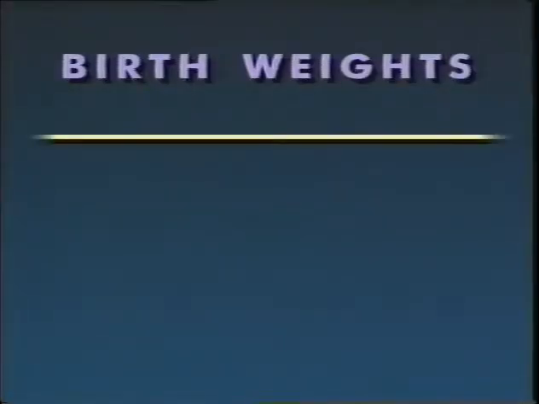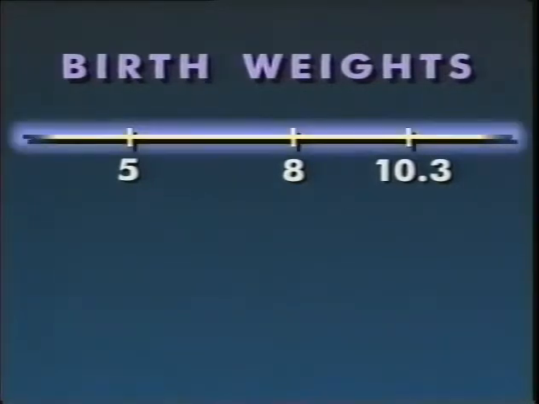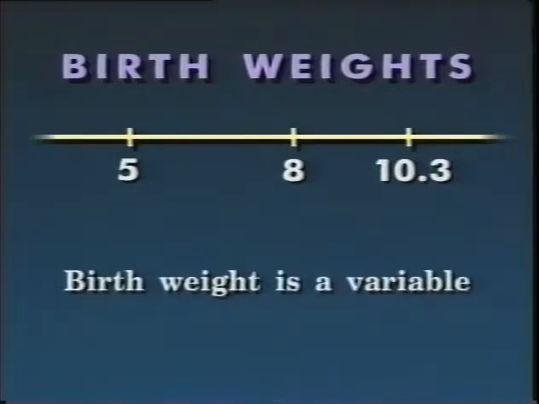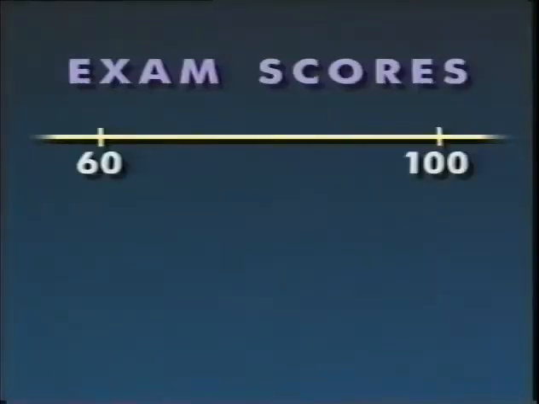If you've had some experience with babies, you know that 8 pounds is about average for a newborn, 5 pounds is a bit low, and 10.3 pounds is quite high. Because the weight of newborns varies over a range of numbers, birth weight is a variable. The world is full of variables. They are anything that can take a range of values, whether it's the calorie count of hot dogs or the scores of students on an exam.